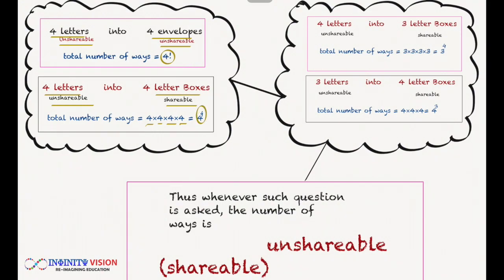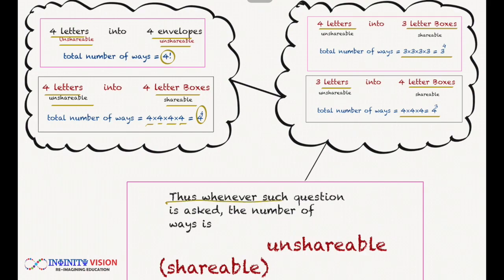Now taking another scenario, let's say you have to put four letters into three letter boxes. Again, every letter has three options. So the first letter can go into three boxes, the second letter can go into three boxes, the third letter can go into three boxes, the fourth letter can go into three boxes, and all are in stages. So 3 into 3 into 3 into 3, that will make it 3 to the power 4. Let's say there are three letters into four letter boxes. As we know letters are unshareable and boxes are shareable, every letter has four choices. So letter 1 has four choices, letter 2 has four choices, letter 3 has four choices, and all would be done in stages. So it would be 4 into 4 into 4, that is going to be 4 cube.